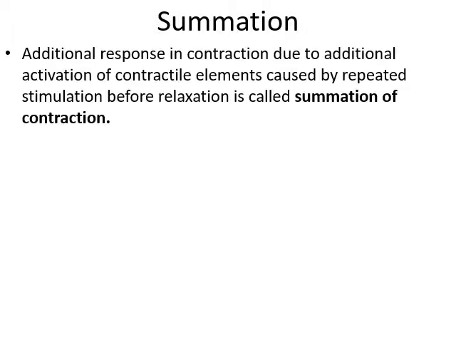Okay. Now moving on to the next property, that is summation. What is summation? Additional response in contraction due to additional activation of contractile elements caused by repeated stimulation before relaxation. Now, how does it occur? Does it obey the all or none phenomenon? Does it contradict? No, it does not contradict the all or none phenomenon. And yes, the skeletal muscle still obeys the all or none phenomenon. But how is it causing summation?